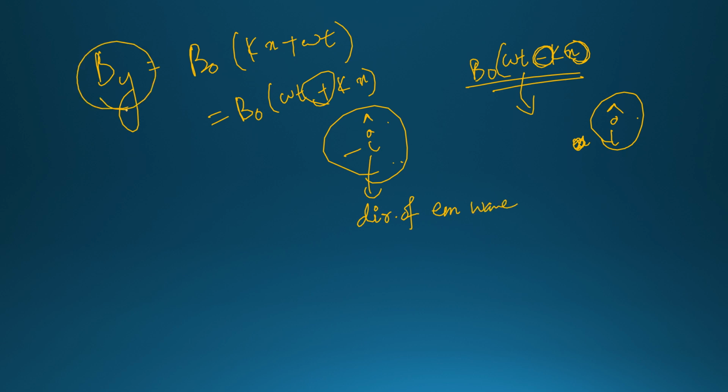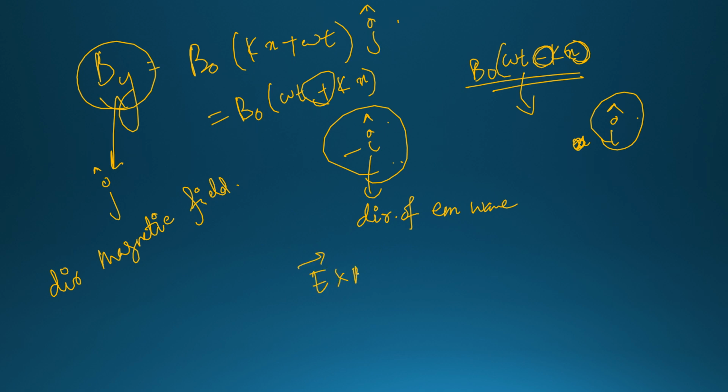And this is the direction of By. That means this is j cap, so j cap is the direction of magnetic field. So if you see, the direction of the whole wave is actually the cross product of electric field and magnetic field. This is written as S vector is equal to E cross B.